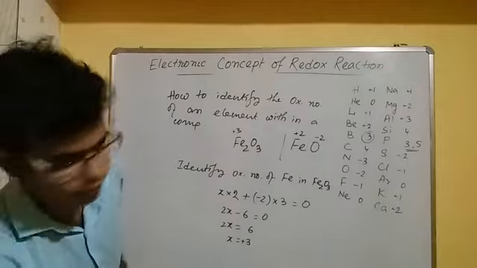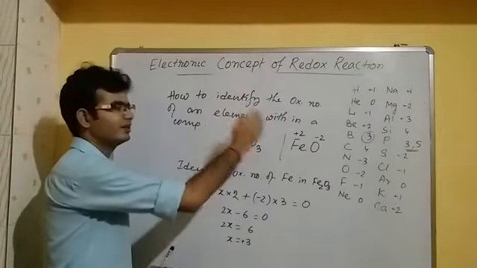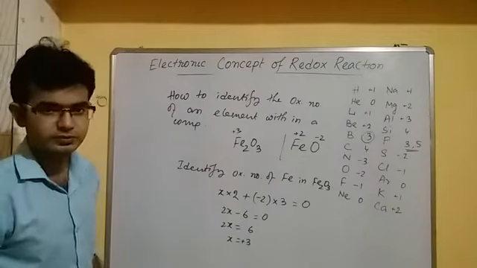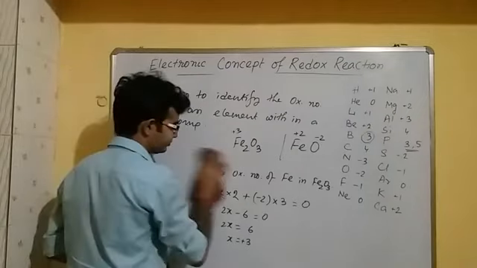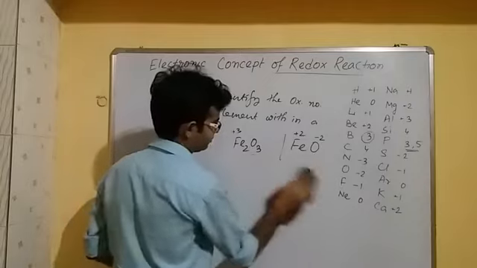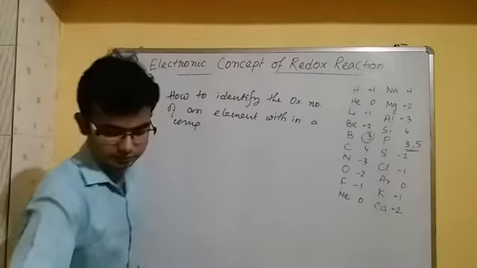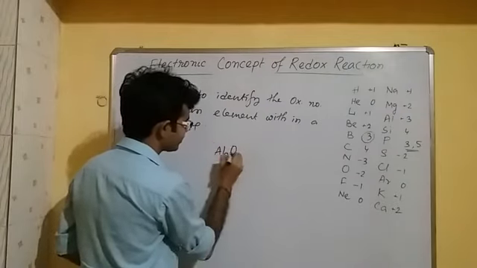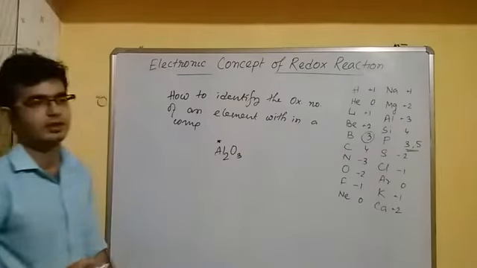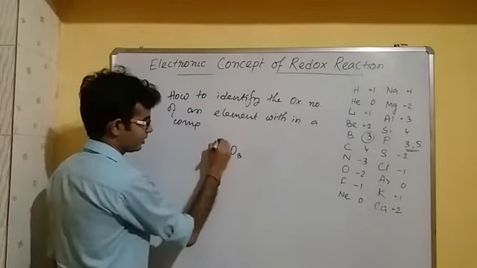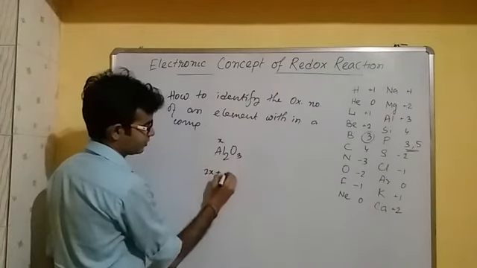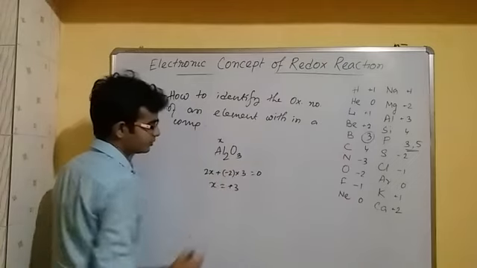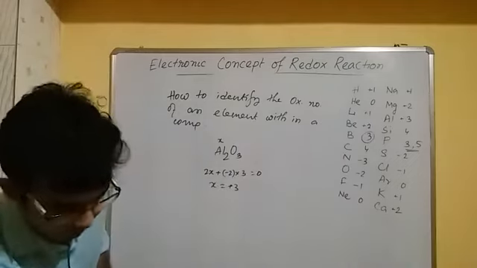Now it is much clearer that we can easily identify this without calculating, if you can calculate it by yourself, by a short process. Now, suppose the question is Al2O3: what is the oxidation number of aluminium? You can calculate it: 2X plus -2 into 3 is equal to 0. So if we calculate it, X is equal to +3.